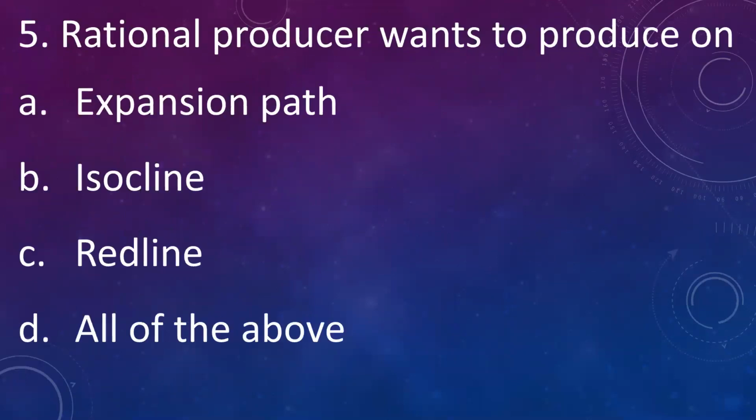And a rational producer wants to produce on: A. Expansion path, B. Isocline, C. Ridge line, D. All of the above. Answer is expansion path, because on the expansion path, it is the least cost combination. So a rational producer wants to produce on the expansion path.